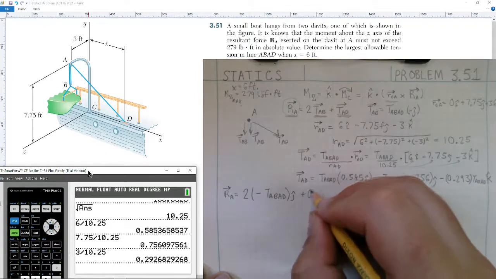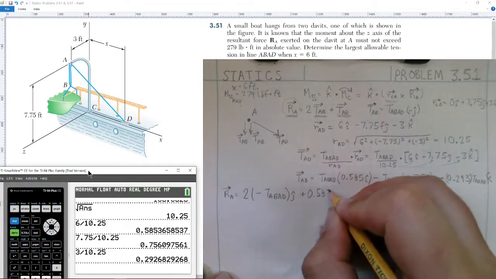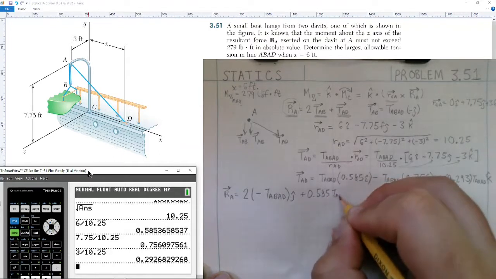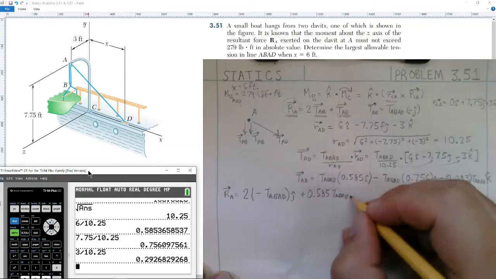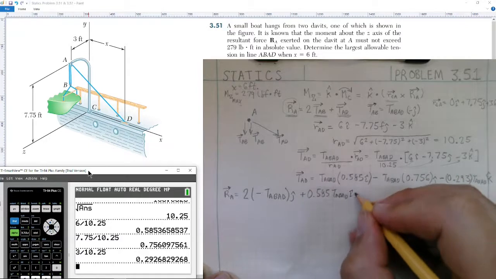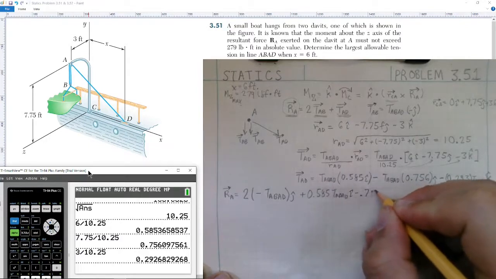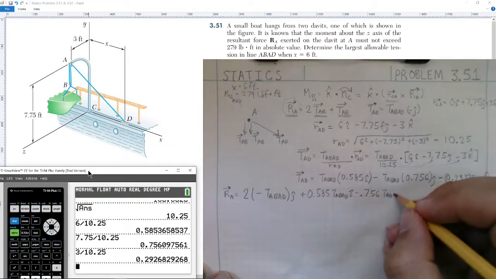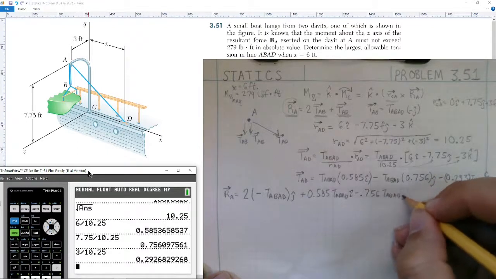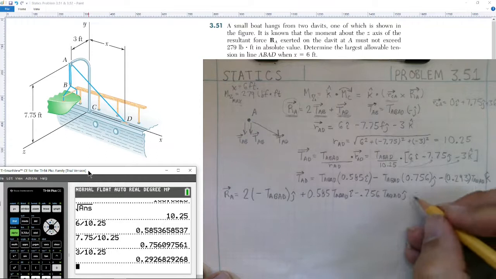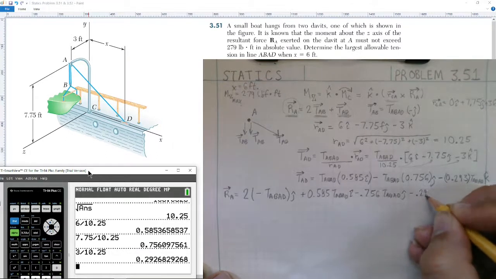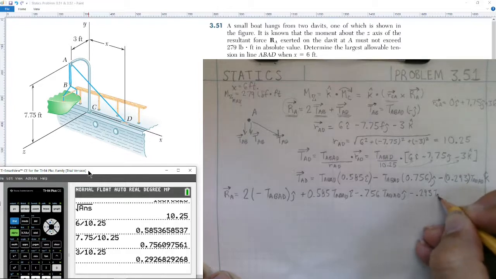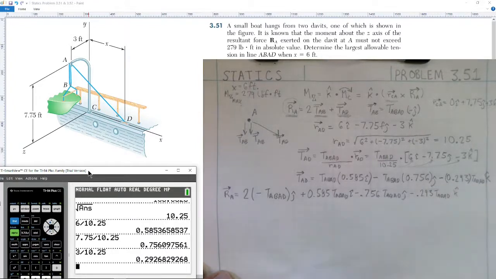Plus 0.585 tension AB, AD in the i hat direction, minus 0.756 tension AB, AD in the j hat direction, and then minus 0.293 tension AB, AD in the k hat direction.